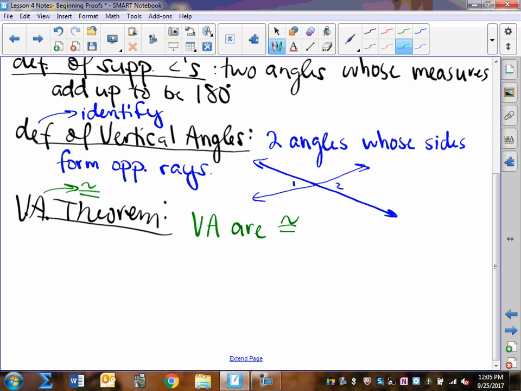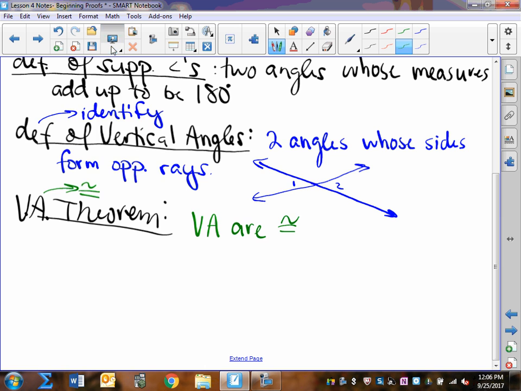The definition just allows me to identify, say, hey, these are vertical angles. Once I know they're vertical angles, then and only then can I use the vertical angles theorem. That only applies to vertical angles. They must be vertical angles before I consider them.